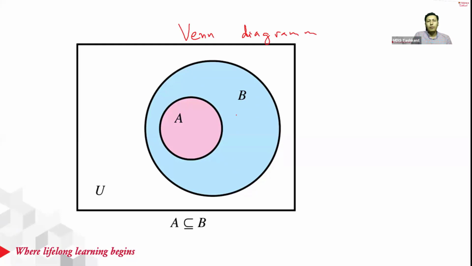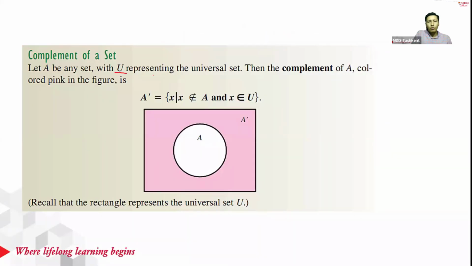Okay, A subset B means A lies inside B. A is in B. So here we have U. It represents the universal set. Then here this sign means complement of A. It is the elements of U which don't belong to A.